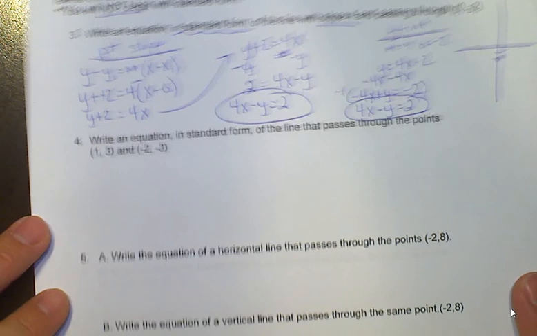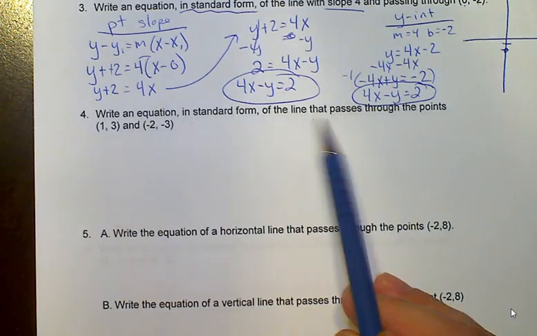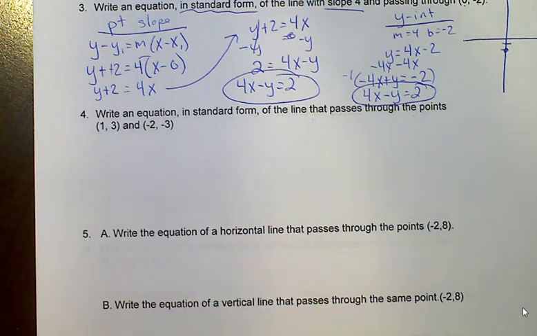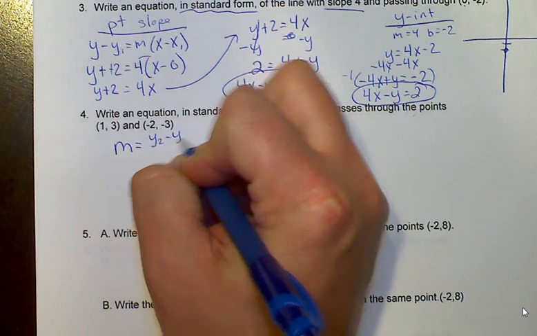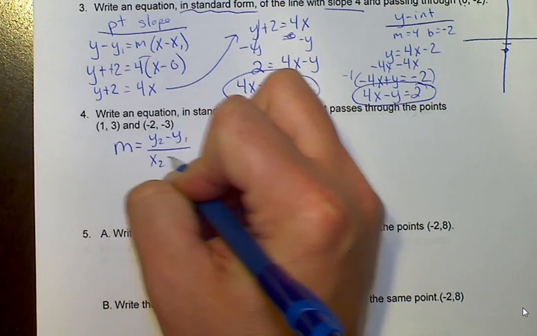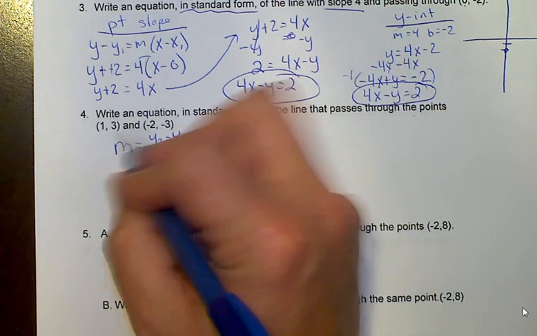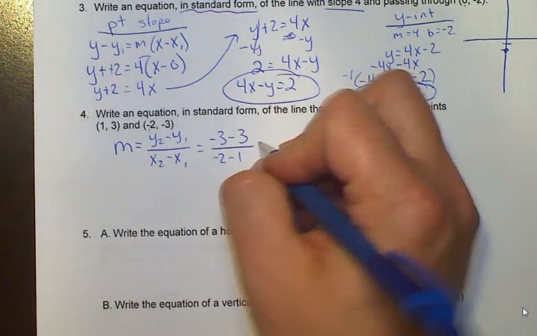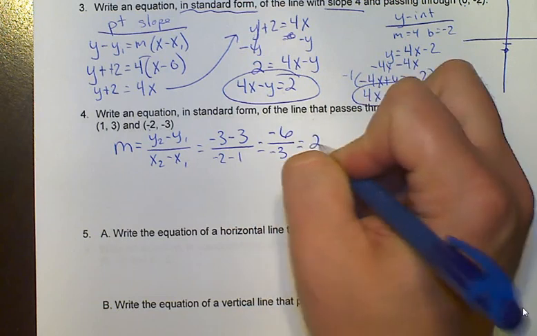Okay, let's go to 4. Alright, so again, it says write the equation in standard form of a line that passes through these points. So it doesn't tell me the slope. I know to write it in point slope, I'm going to need to find the slope. So let's do that first. So I need to use my slope formula. Okay, negative 3 minus 3, y2 minus y1 over x2 minus x1. So I get negative 6 over negative 3, which equals 2.